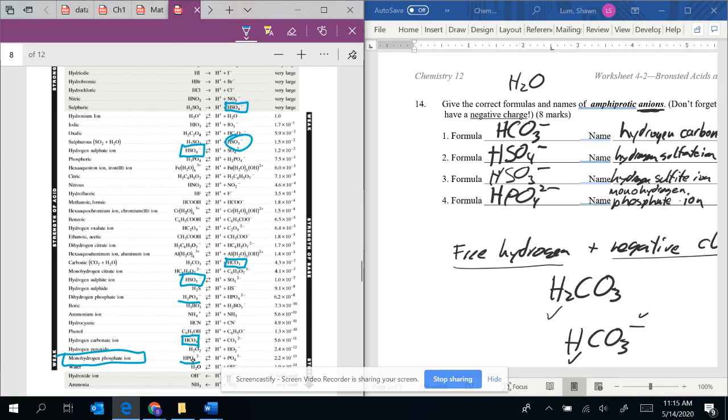Okay, we know that it's amphiprotic because it's an acid, HPO4 2 minus, and we see it also here, HPO4 2 minus. It has that free hydrogen. It has a negative charge. The negative charge is 2 minus, but a negative charge is a negative charge, so it works.